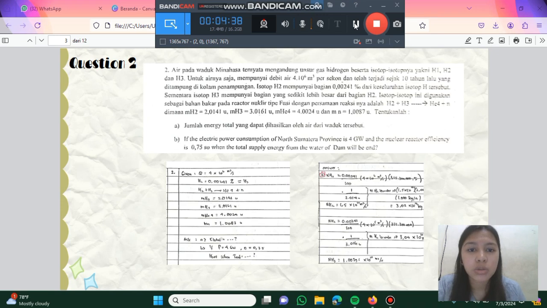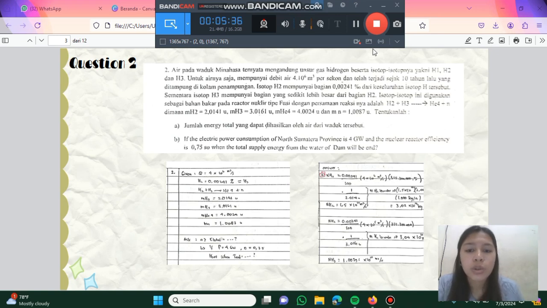Meanwhile, isotope H3 has a slightly larger part than H2. These isotopes are used as fuel in fusion-type nuclear reactors with the reaction equation H2 plus H3 yields He4 plus n, where the mass of H2 is 2.014 U, the mass of H3 is 3.016 U, the mass of He4 is 4.0024 U, and the last, n, is equal to 1.0087 U.